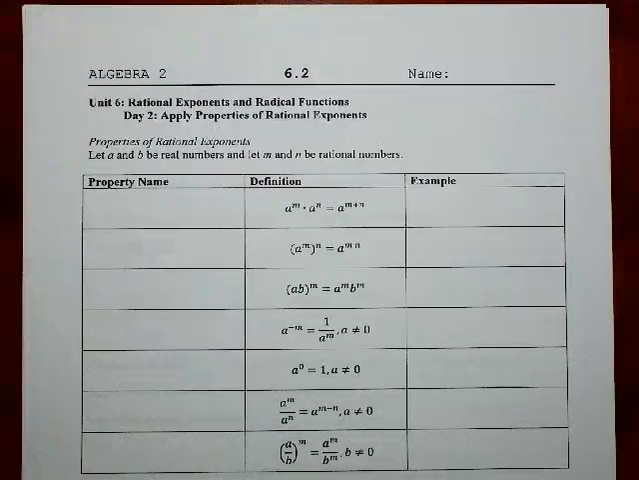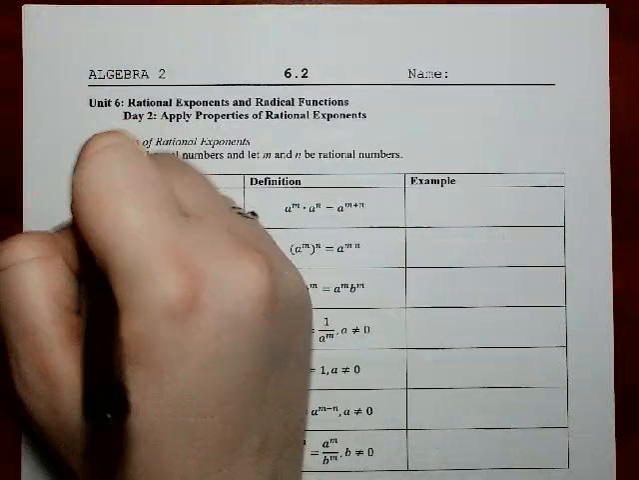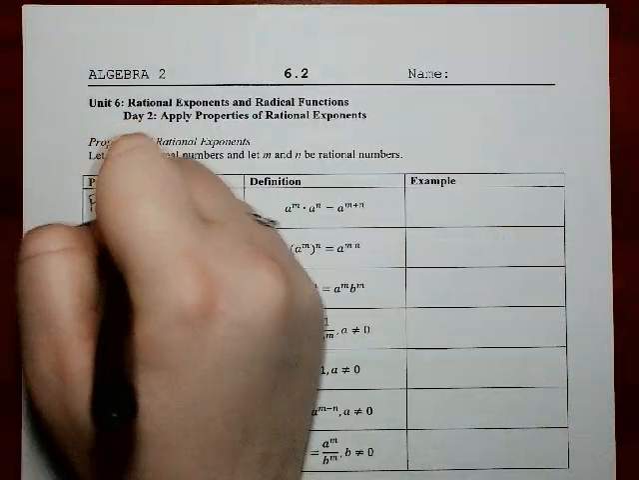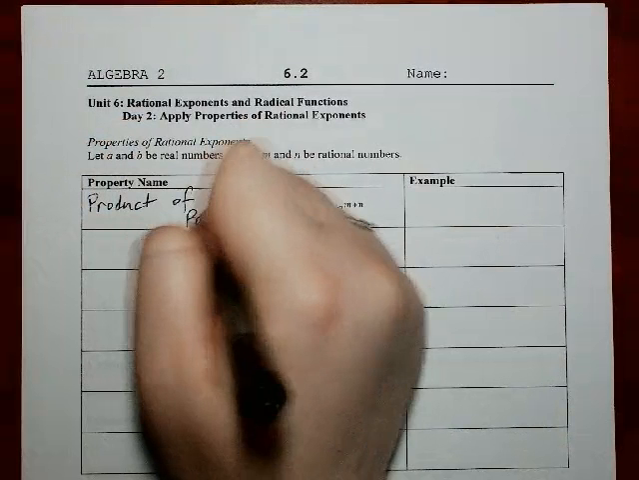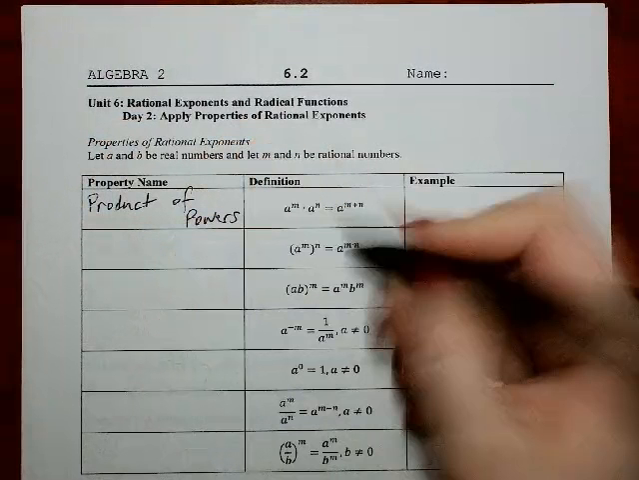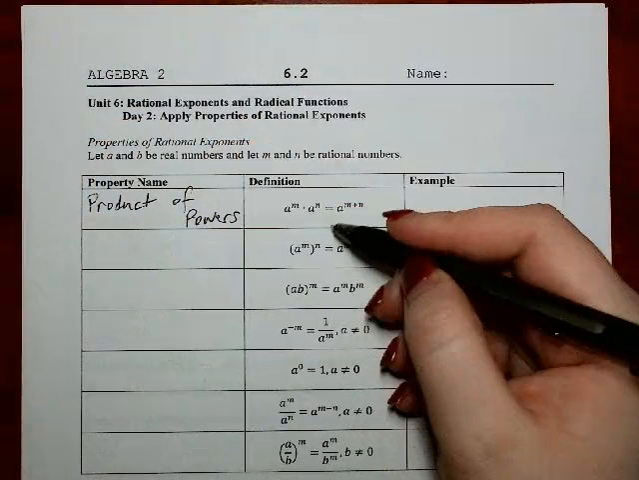6.2, apply properties of rational exponents. So let a and b be real numbers, let m and n be rational numbers. This one's called the product of powers because we're multiplying two powers together.